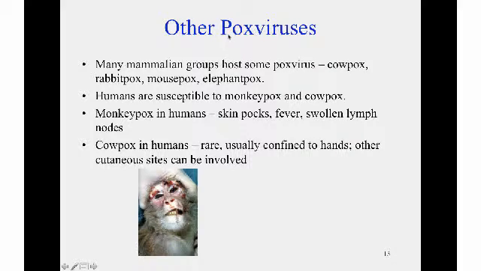Now, other pox viruses worthy to mention here are the cow, rabbit, mouse, and elephant pox. Monkey and cowpox can be infective to humans, but it's usually less severe than the smallpox, variola minor, or major.